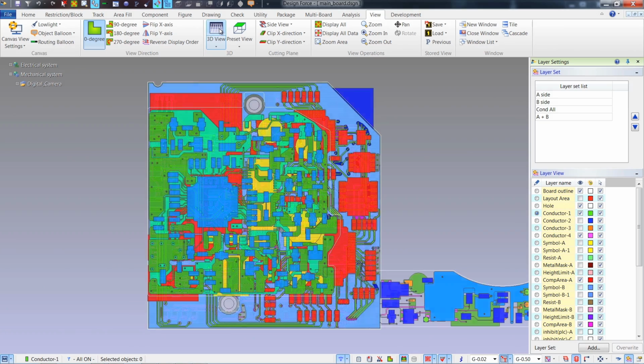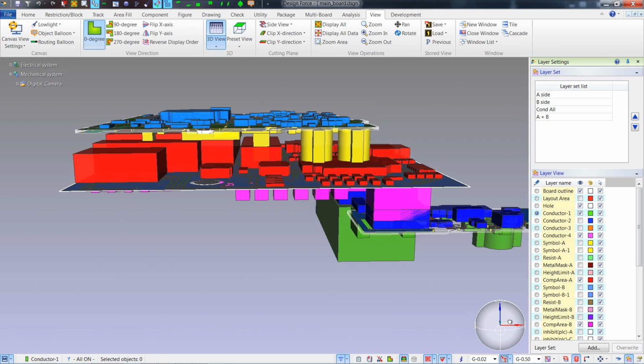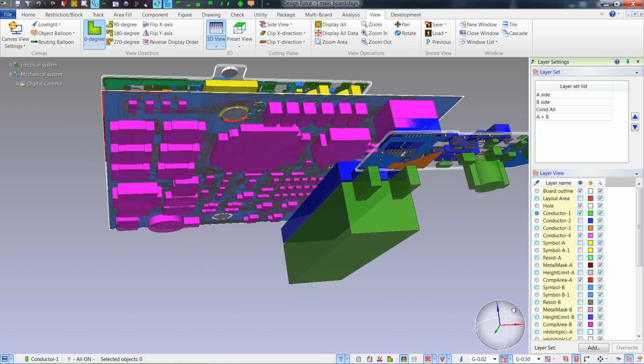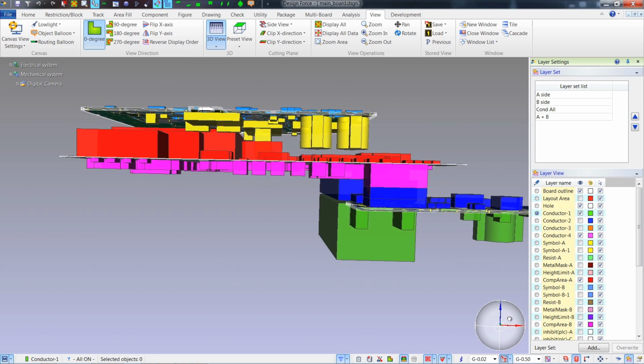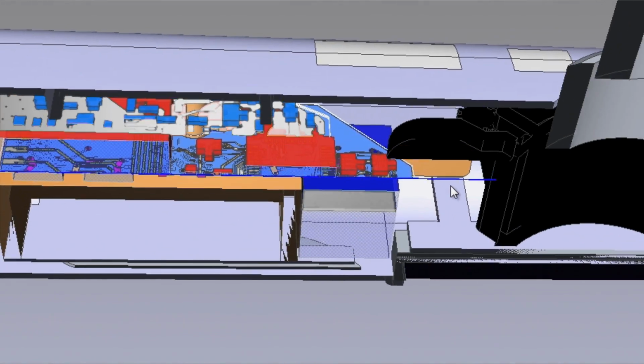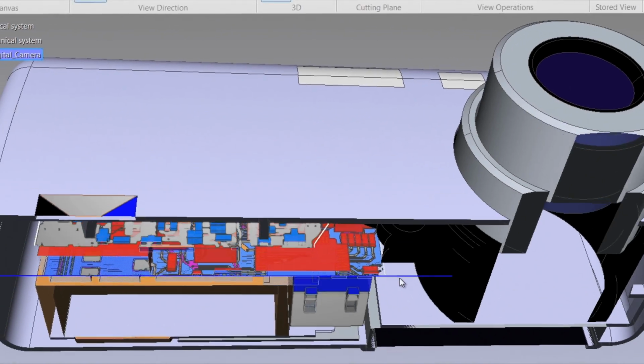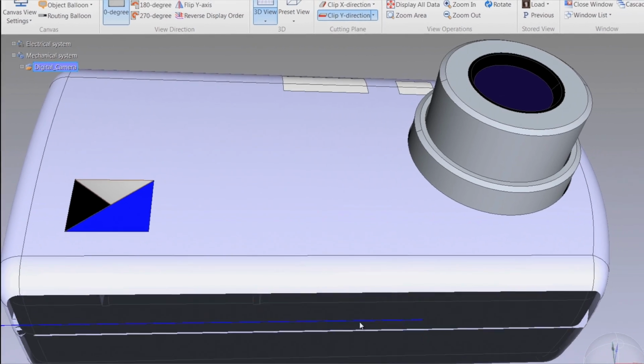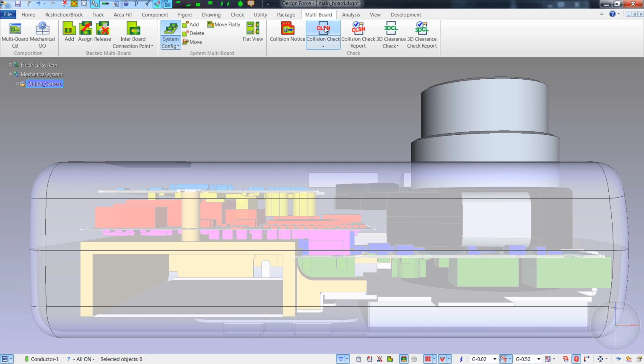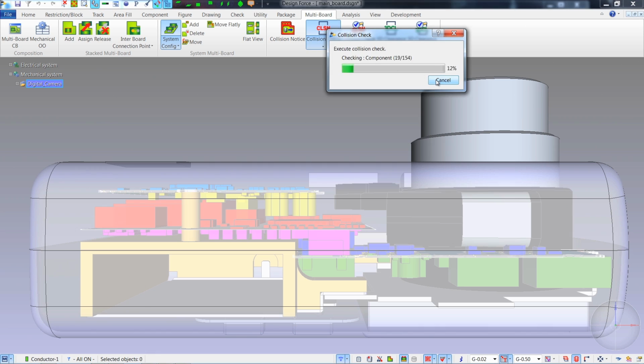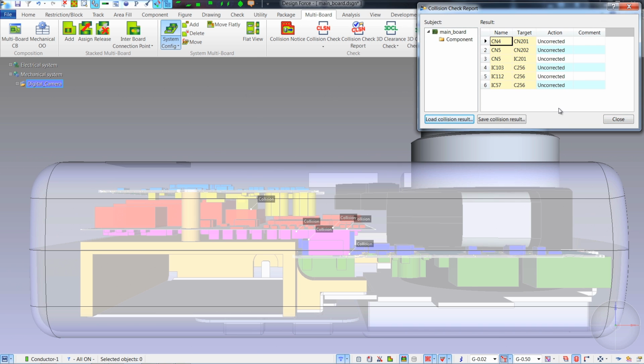Modern product-centric design like this also requires constraint-based design, powerful analysis tools, and IC packaging optimization. Because with today's smaller enclosures and complex shapes, tolerances must always be checked. CR-8000 identifies any mechanical clearance issues so you can immediately correct them.